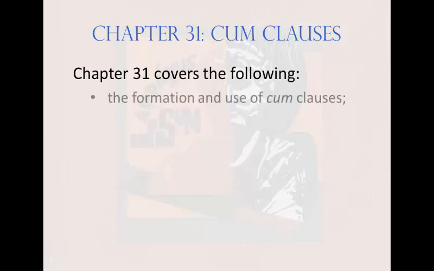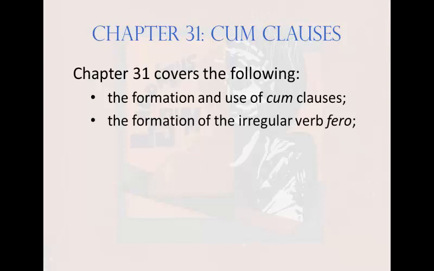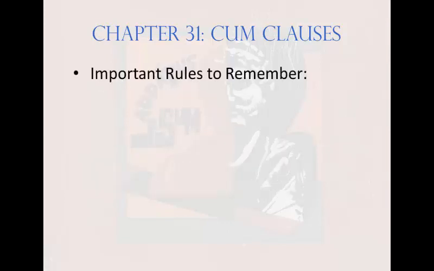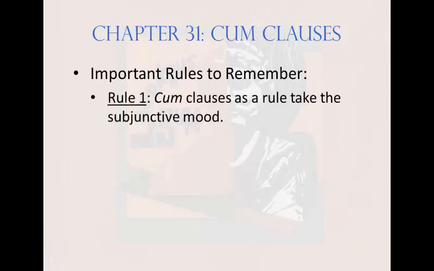Chapter 31, Cum Clauses. Chapter 31 covers the following: the formation and use of cum clauses, the irregular verb fero, and at the end of the lesson we'll review the vocabulary which you should memorize in this chapter. There are two important rules to remember in this chapter. Rule 1. Cum clauses take the subjunctive mood, though in some cases they use the indicative.